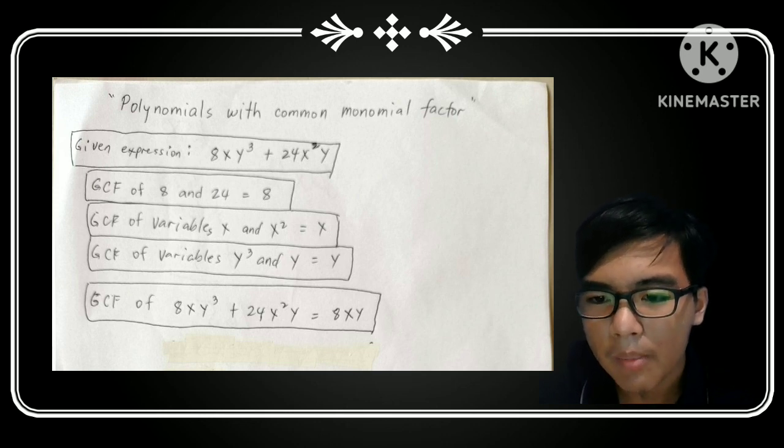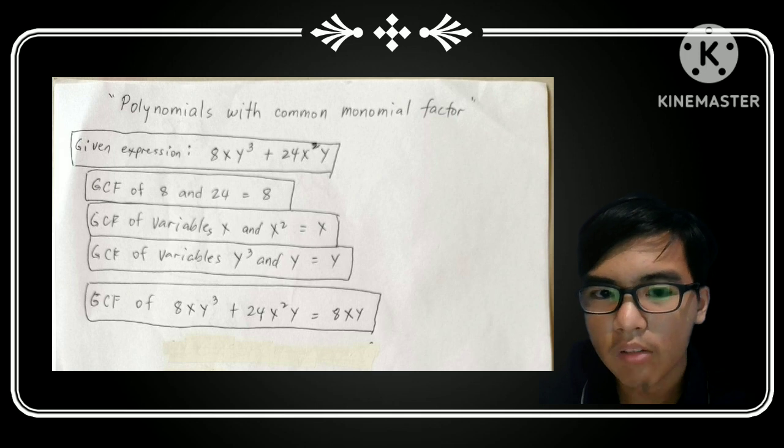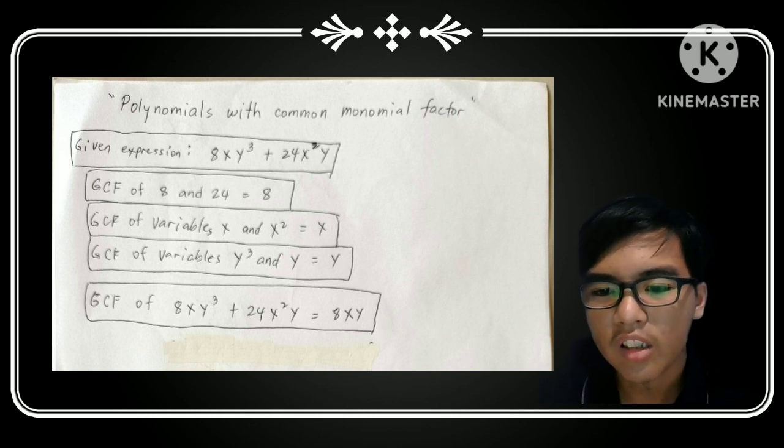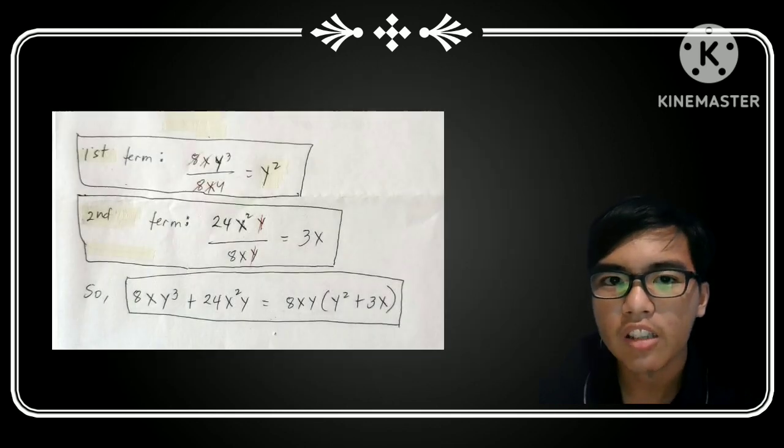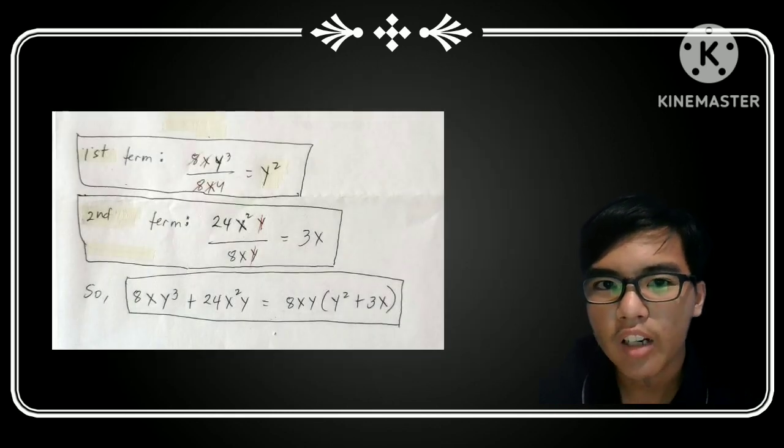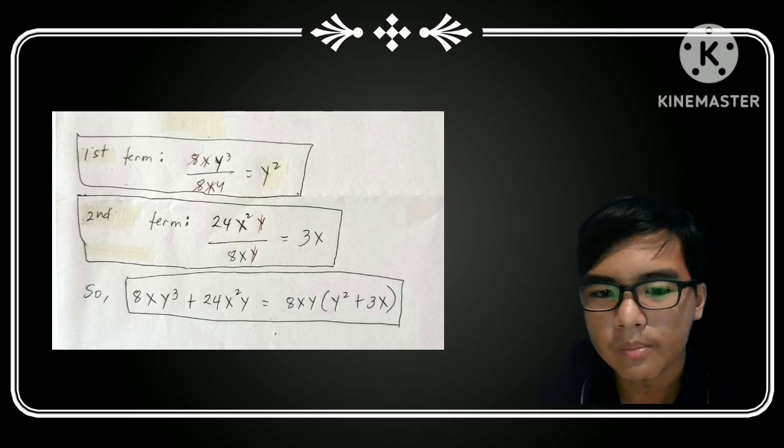For the y variable, let us compare y cubed and y. So we will go with y because it has the least exponent. Right now, you have the GCF of 8xy. So what you need to do to find the other factor is to divide each term, 8xy cubed and 24x squared y, by your greatest common factor 8xy.